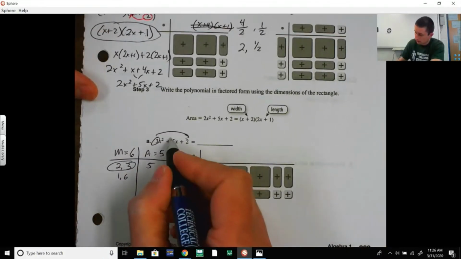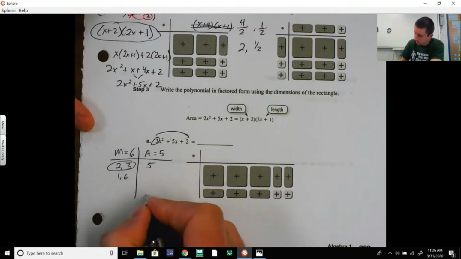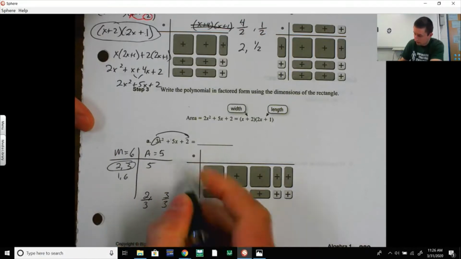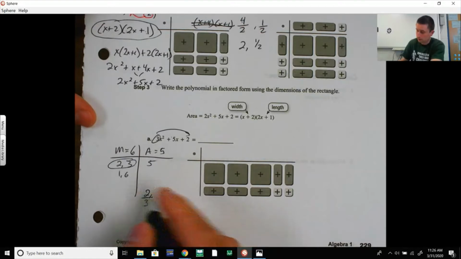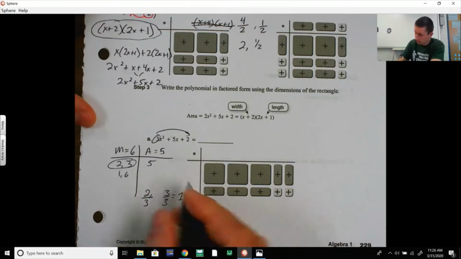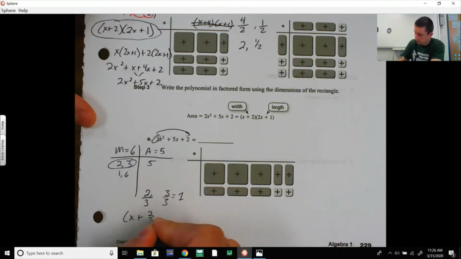Okay, the 5 came from right there, 2 and 3. So now I take 2, and I have to divide it by the a value, which is 3. So 2 divided by 3 and 3 divided by 3. Well, 2 divided by 3 is 2/3. That's going to stay a fraction. 3 divided by 3 is 1. So we get x plus 2/3 times x plus 1.